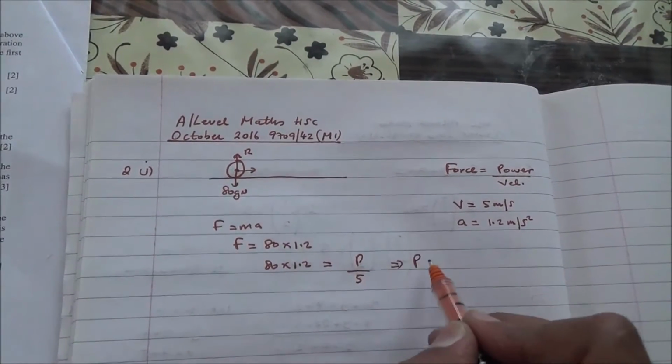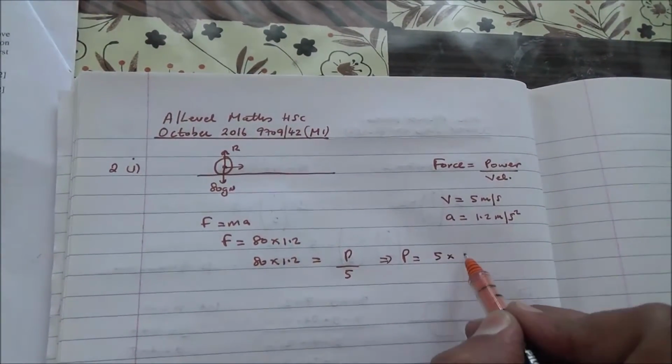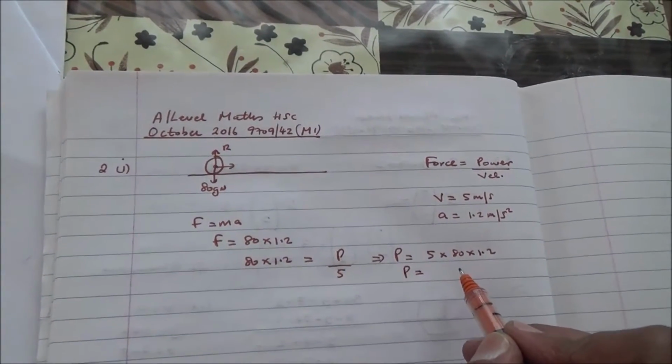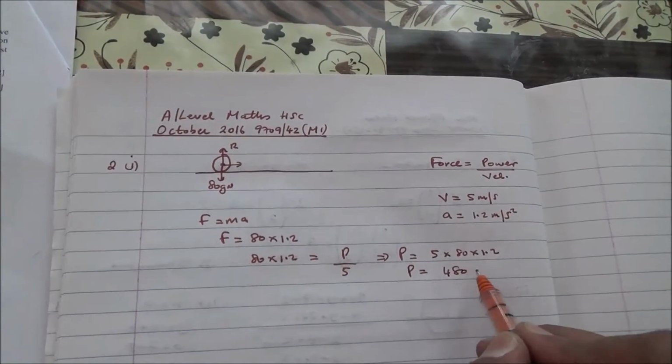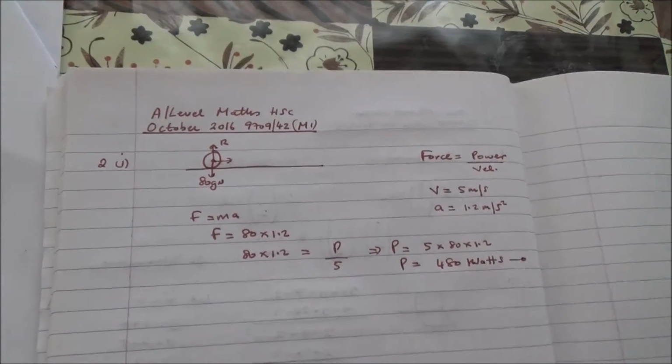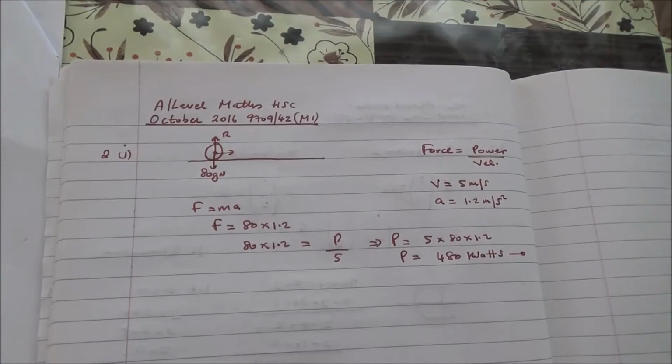In other words, we're saying P is equal to 5 multiplied by 80 multiplied by 1.2. And if you were to work this out in your calculator, you'll end up with 480 watts. So here we are for the first part of the question.